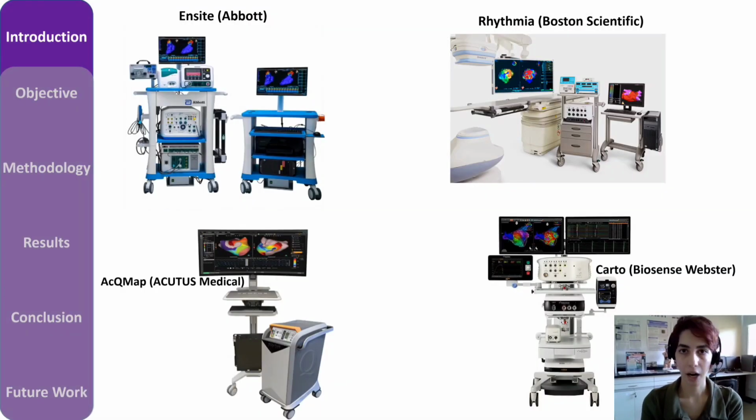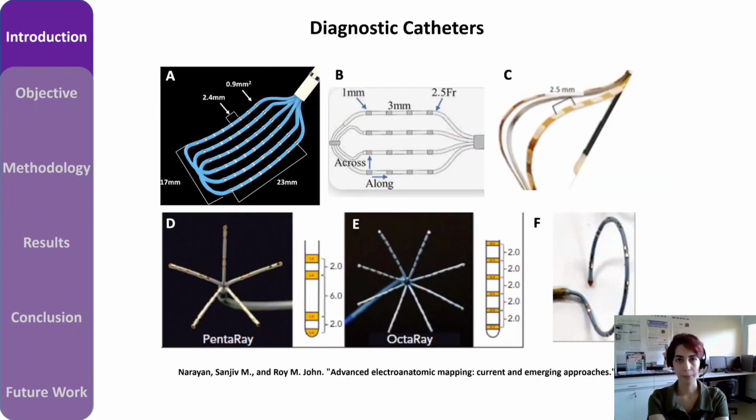Mainly, there are four kinds of electron-anatomical mapping systems from different brands that are being commercially used at hospitals and clinics nowadays. In this figure, I'm showing different types of diagnostic catheters. There are different sizes, different numbers of electrodes, and different characteristics.